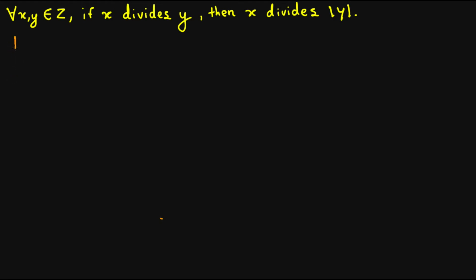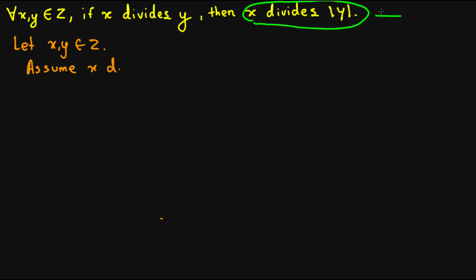First we are going to say let x, y belong to integer as mentioned in the proposition, and also we are going to assume x divides y as mentioned in the proposition. Whenever we have an if-then statement, the claim is the one that comes after then. This is what we have to prove, and the other is the one we are going to use to prove this claim.